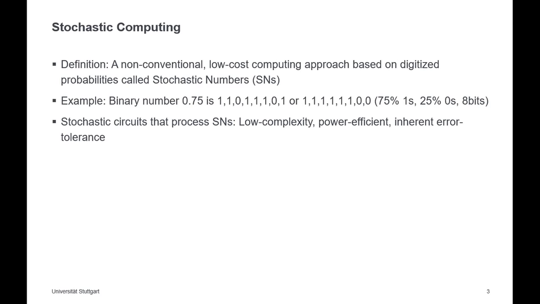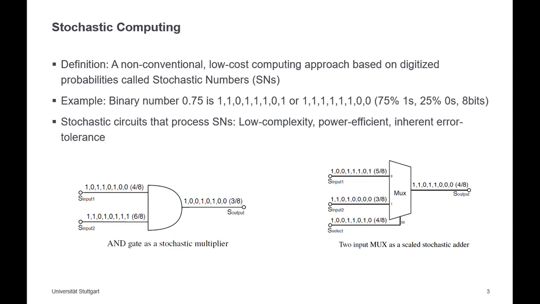Circuits that process such numbers are called stochastic circuits, and they have advantages like low complexity, power efficiency, and inherent error tolerance. For example, a single bit flip from 1 to 0 in the above number 0.75 would give the number 0.625, which is still the representable closest to 0.75. Also to note here, the position of ones within the bit stream is independent of the bit position because each bit position has the same weight. Here are examples of stochastic circuits. An AND gate is used as a stochastic multiplier to multiply two stochastic numbers. And we also have the two-input mux, which acts as a scaled stochastic adder.